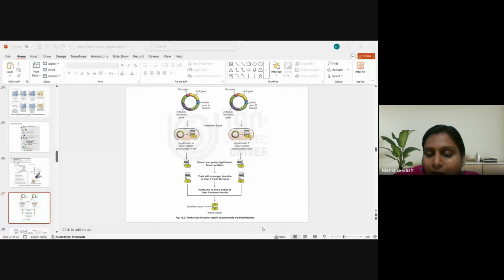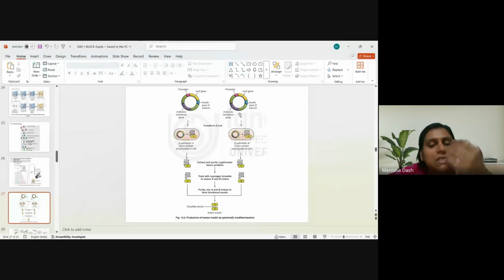So what are the steps? First, you are isolating the vector. This is the vector which is carrying the promoter and the insulin gene A subunit. Then another vector has been constructed that carries the insulin B subunit. So actually insulin has two polypeptide chains.